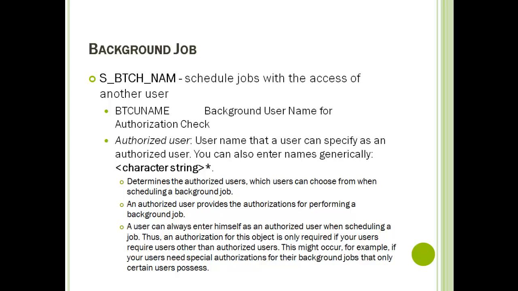So that is the idea behind that. In that kind of scenario, if you wanted to schedule under that background user or that special user, then you need to have this authorization object S_BTCH_NAM. Then you have to specify which users you can schedule. That is the main reason we had an issue while scheduling this job in our previous exercise. So let's see in our system how we schedule these jobs.